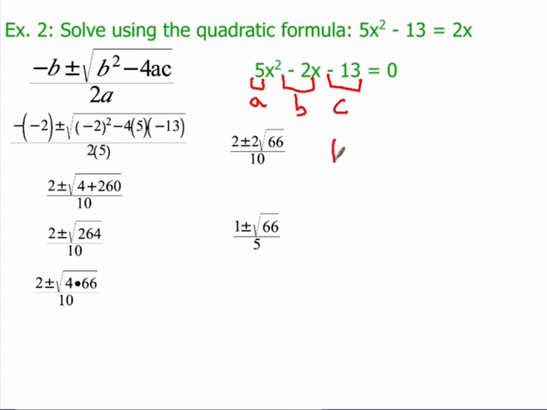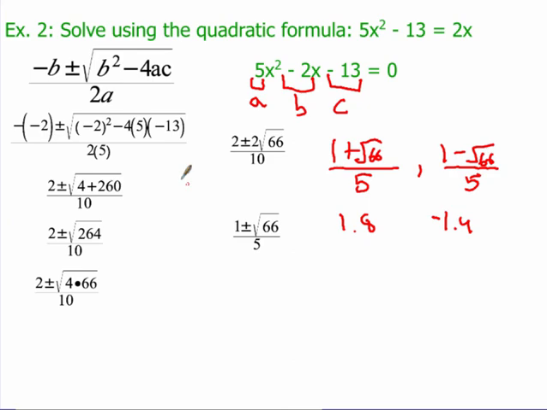Now, you could write it like this, 1 plus the square root of 66 over 5, comma, 1 minus the square root of 66 over 5, as two separate answers. You could turn these into decimals. This is like 1.8 something, and this is negative 1.4 something. But I would accept this right here as an answer. When I've got an irrational result as my answer, I would just accept this right here.